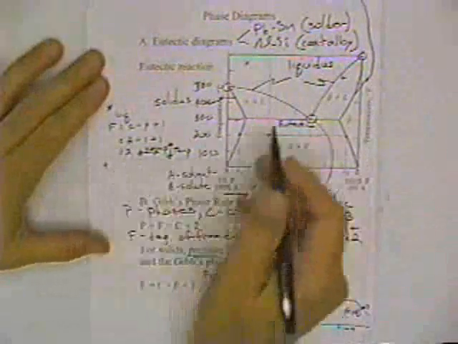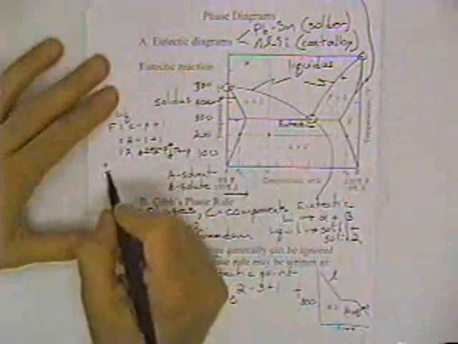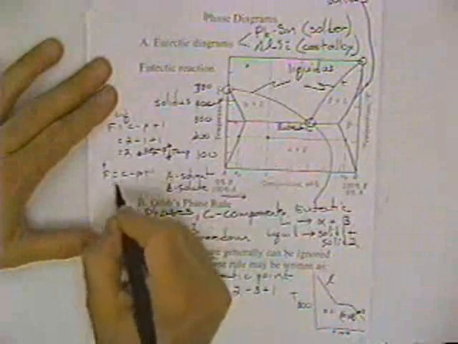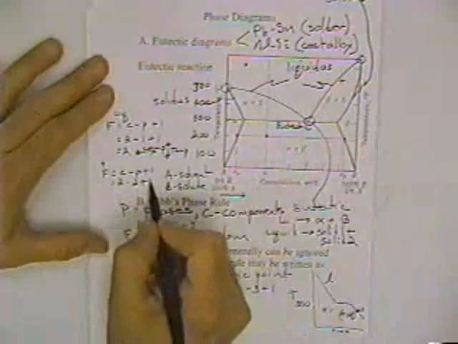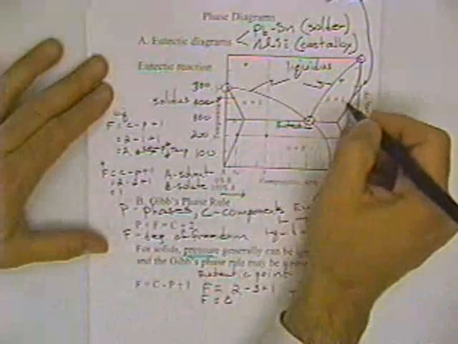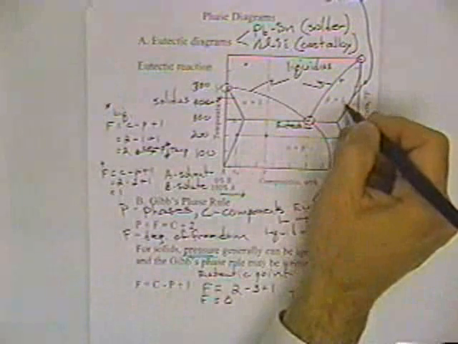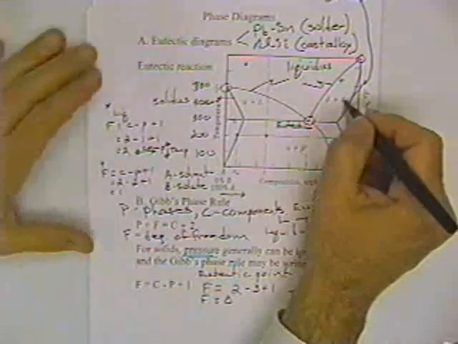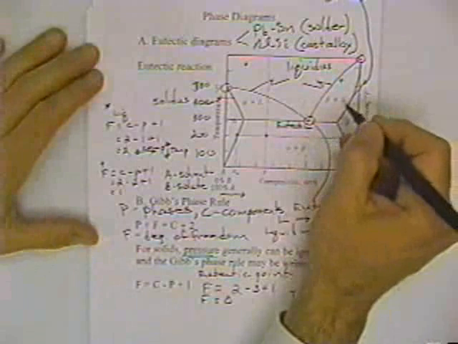Let's try one more. Let's go over here into this region right here and try it. So over in this 2-phase region of beta plus liquid, we're going to have the number of degrees of freedom is equal to the components minus the phases plus 1. 2 components, how many phases? Let's see, beta plus liquid, minus 2 plus 1. So we would have 1 degree of freedom. That means that if we change composition, temperature's fixed. If we change temperature, then composition is fixed. We can't change them both without getting out of that phase field. So that's what the number of degrees of freedom means.